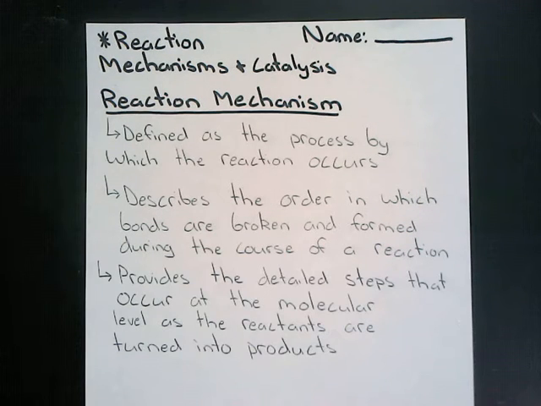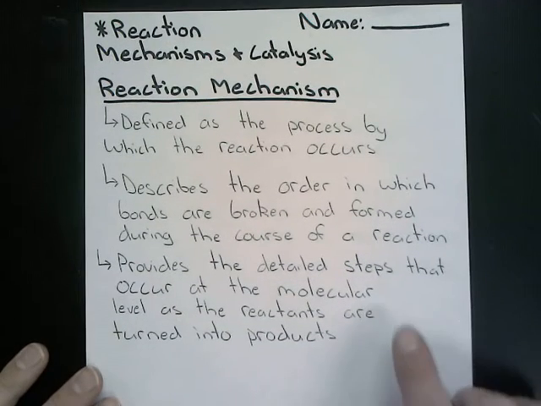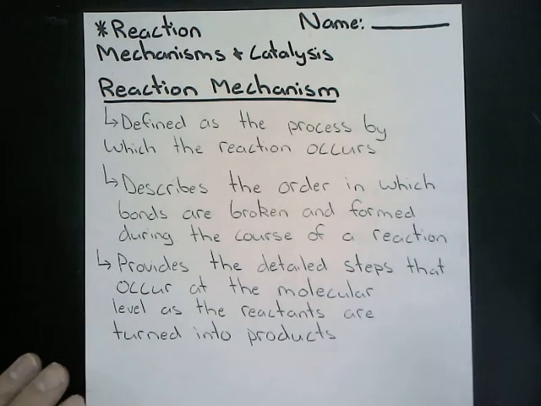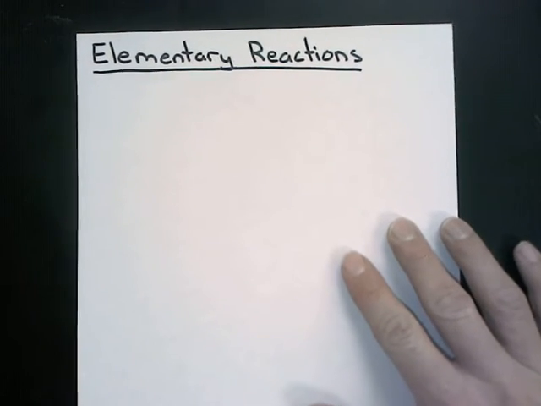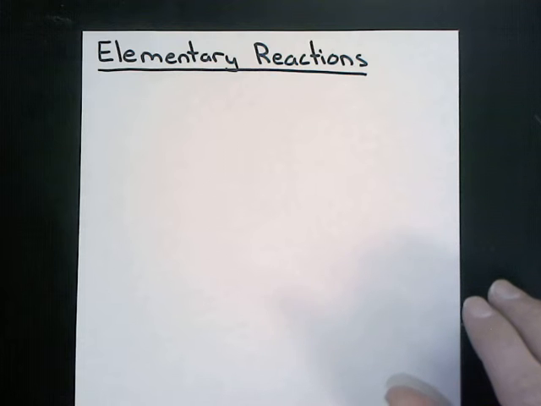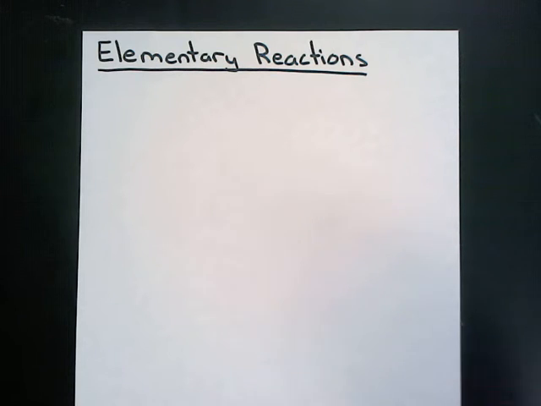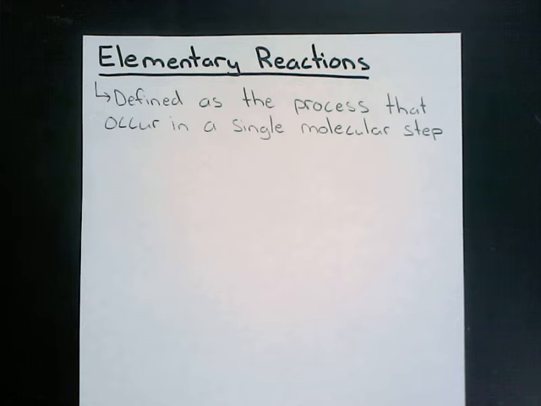Okay, so to understand these steps, we go over this topic known as elementary reactions. Elementary reactions are defined as any processes that occur in a single molecular step. Basically, this is breaking down each and every little step that occurs for those reactants to become products.